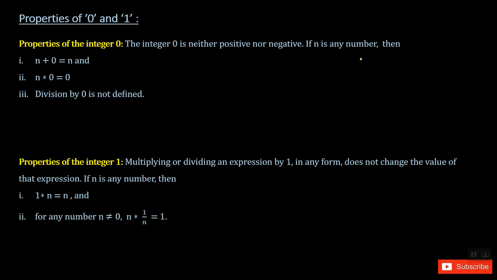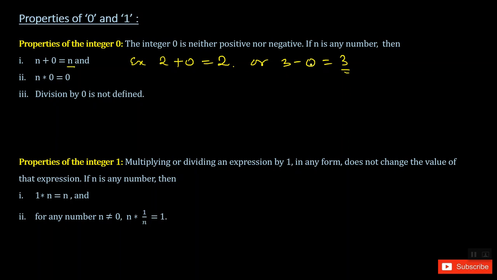If n is any number, then n added with 0 gives you the same number itself. So adding 0 to any number or subtracting 0 from any number, there is no change in that number. Example, I can say 2 plus 0, my result is 2 itself. Or I can say 3 minus 0, my result is 3 itself. Whether you add any number to 0 or subtract 0 from any number, it won't change the value of that number.